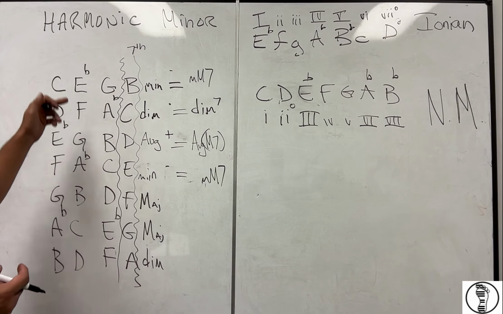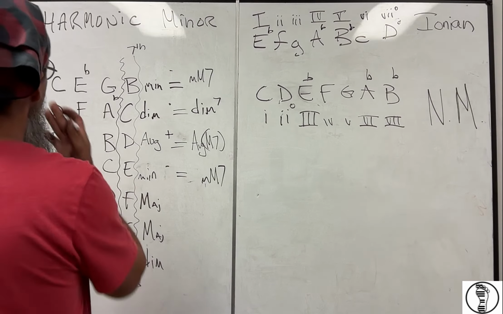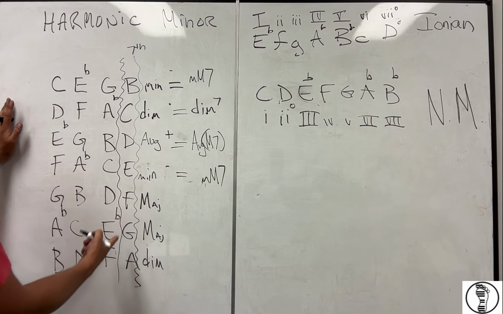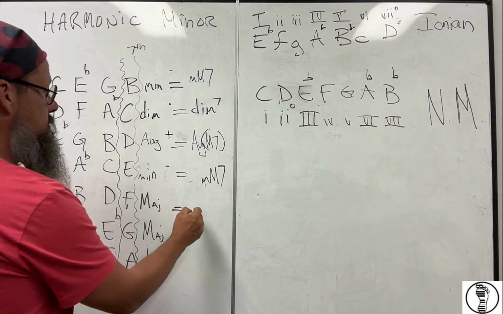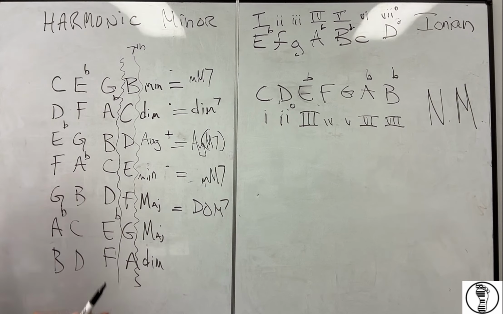G, B, D with the D sharp. That's an augmented chord, isn't it? Like a minor 7, major 7 flat 5. G, B, D major. When we have an F, G, B, D major, F sharp should be our major 7 chord. So this just makes this a dominant 7, or a G dominant 7, G7 if you want.